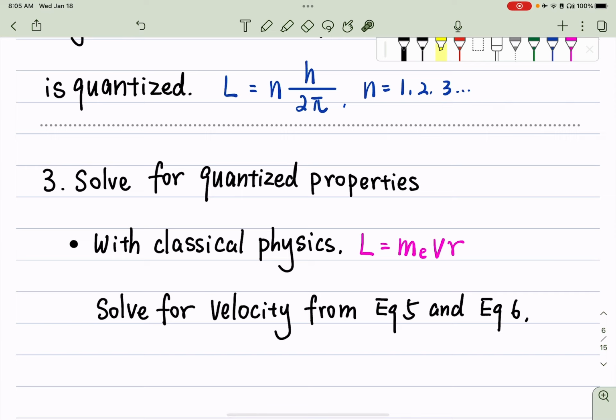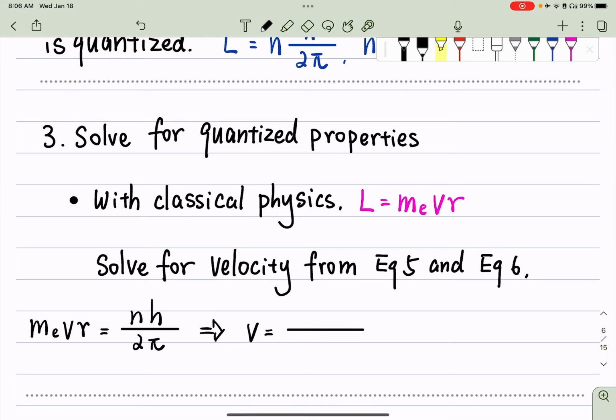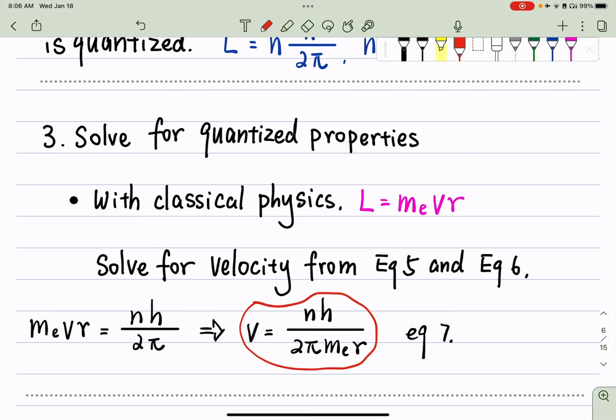So now we can solve for velocity using these two equations. What we have is m_e v r equals L equals nh over 2 pi. Solving for velocity in this relationship, we have v equals nh over 2 pi m_e r. So this is our equation 7. All right, so we have an expression of velocity being quantized.